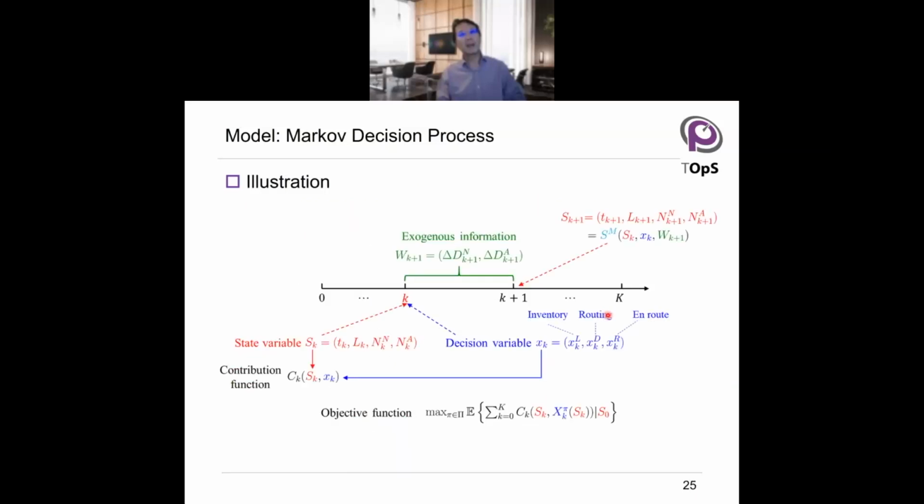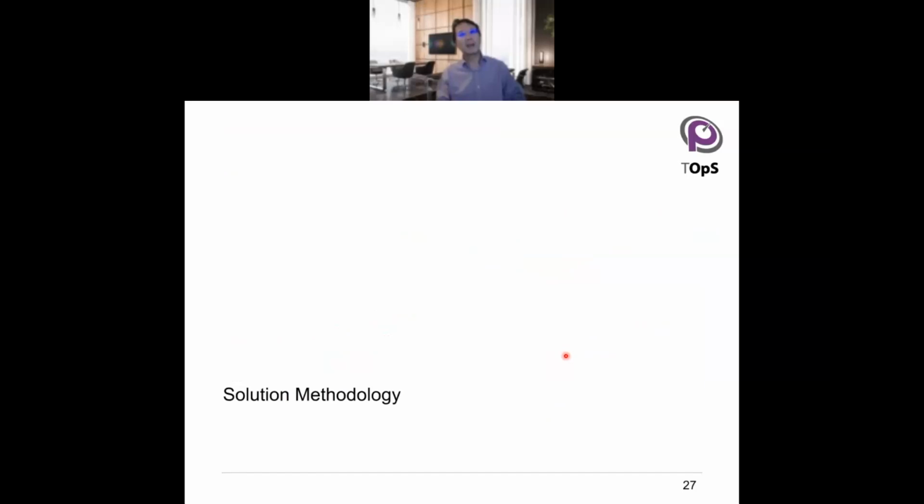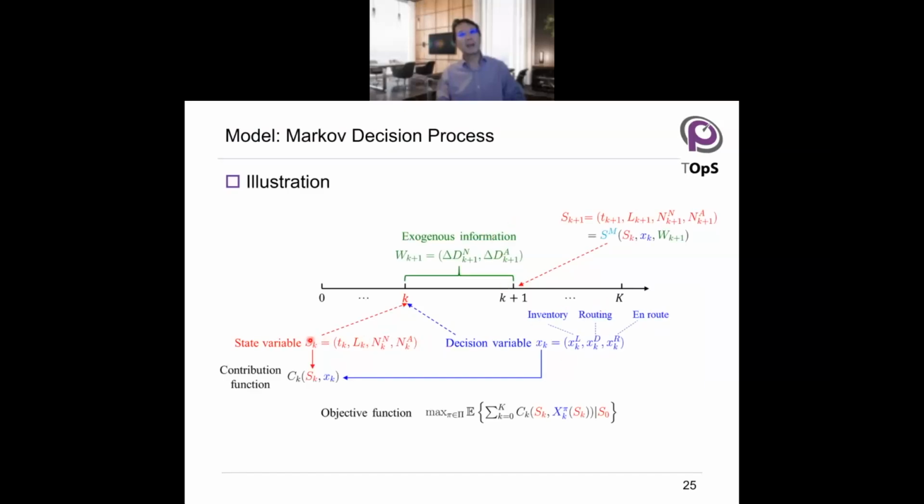So overall, we can summarize this in this diagram. At decision epoch k, we know all the state variables like time, location, remaining capacity, and the number of bikes in the network, and we make the three types of decision: inventory decision, routing decision, and in-route decision. And based on this state and decision, we observe the random arrival, and we can transition to the next state, and we can calculate the cost function, and eventually we maximize the expectation during the entire shift. And we want to find the best policy to do this.